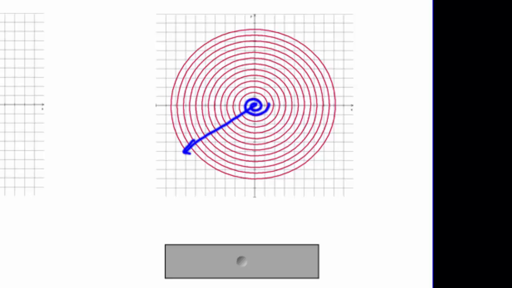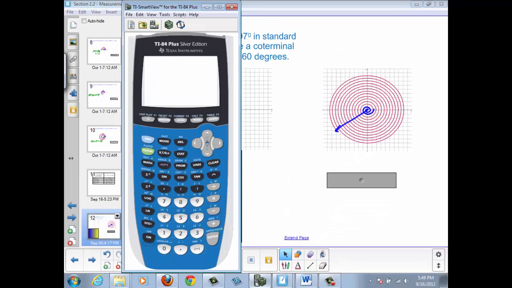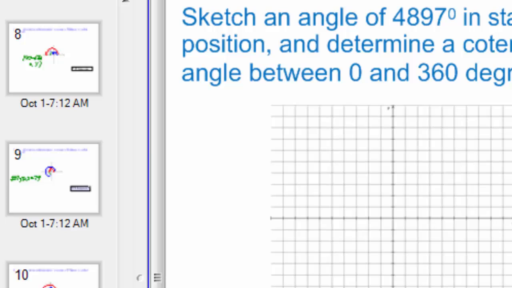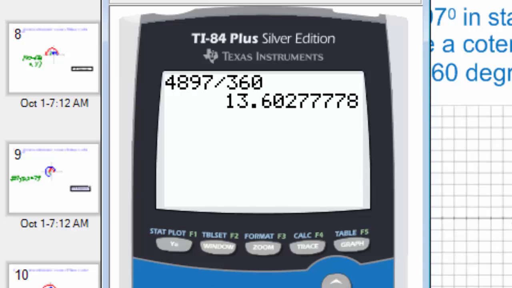So if we want to determine a coterminal angle between 0 and 360 degrees, we need to find out how many times we've gone around the circle so we can subtract those revolutions from our angle. So the way I'm going to do that is I'm going to take that 4,897 degrees and divide by the number of degrees in each rotation. So I see that I've gone 13 plus a fraction of a time around the circle.